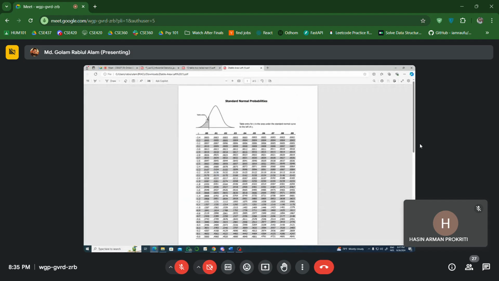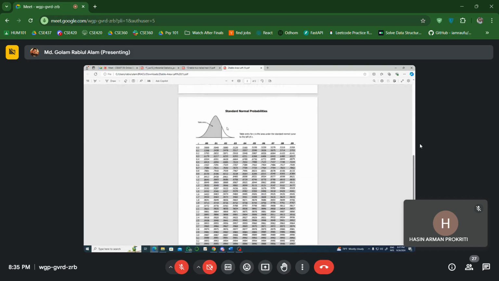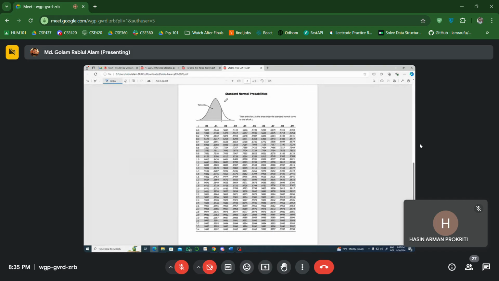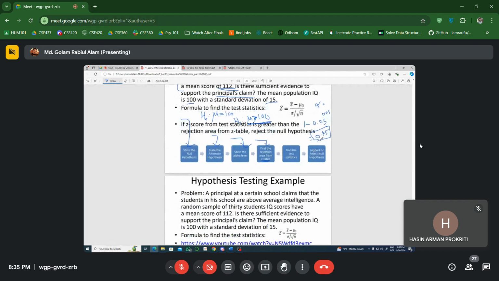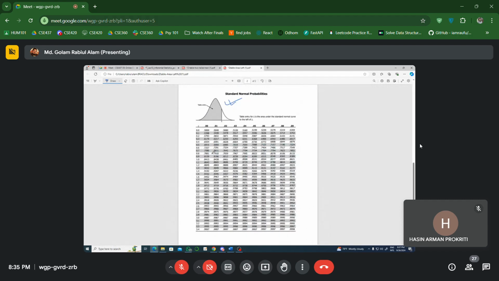So we can see this one is the Z table left, and this is our Z table right. That means we have to use this one. Now for that, we have to find out the value 0.95. Okay, that is 0.95. We have to find out this value. So now we can see 0.95.